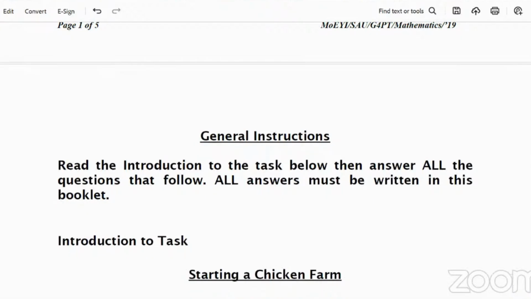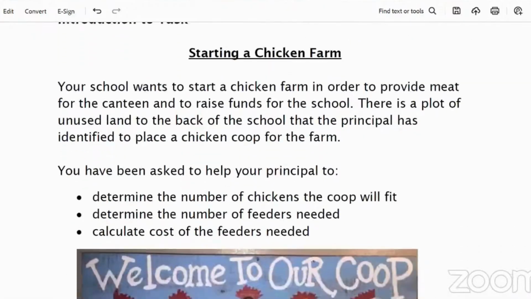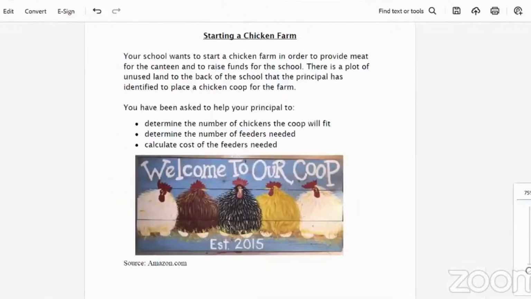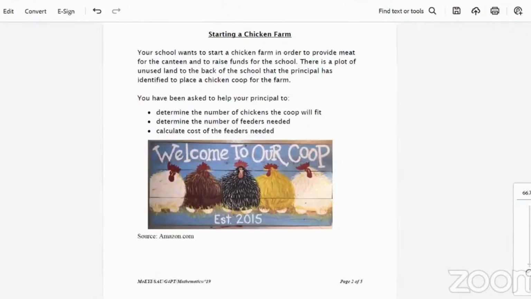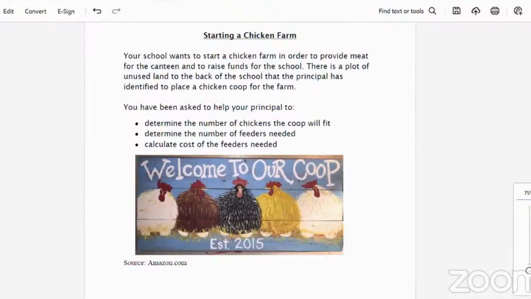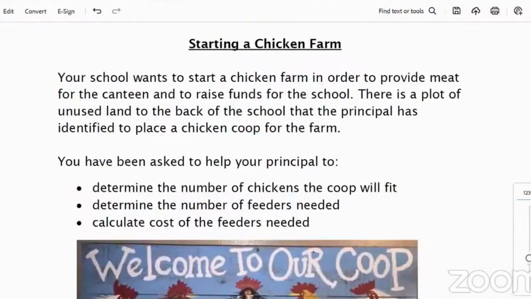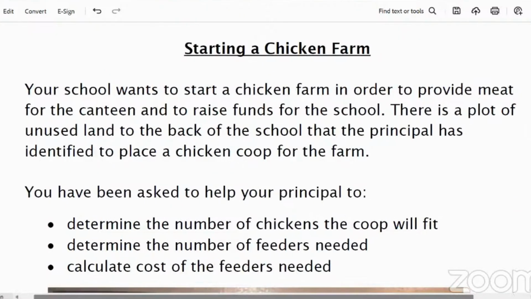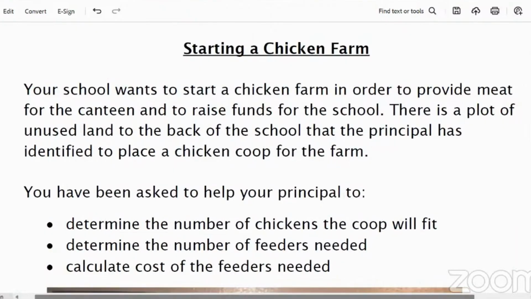Okay, so here's the introduction to the task. All right, let me zoom it first so we can see everything on the screen at once, and I'll make it a little bit bigger so you can follow along as I read. All right, so it says: starting a chicken farm.